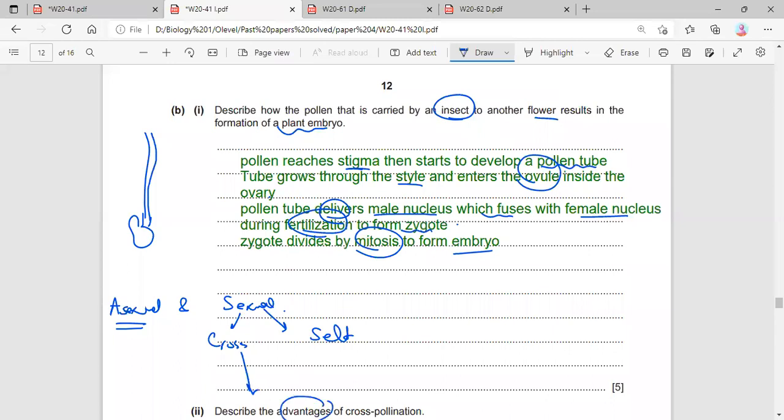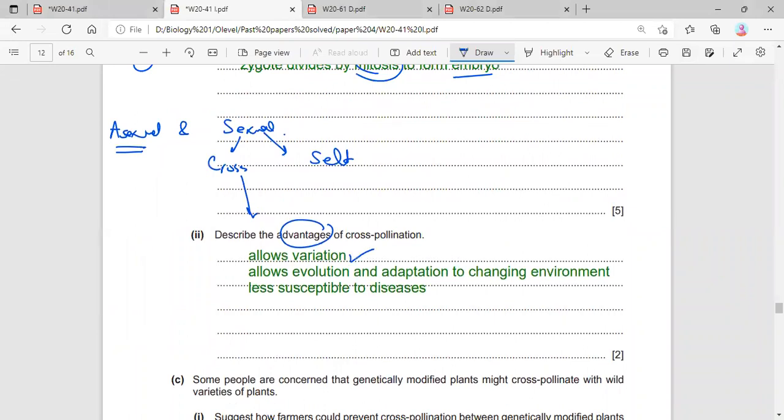Here, I want the advantages of cross-pollination. Since cross-pollination is the fusion of a male gamete with a female gamete from a different plant, what are the advantages? It allows variation, and so it allows the plant to evolve and adapt to the changing environment because it will have a variety of characteristics. Also, it will be less susceptible to genetic diseases, unlike if the two gametes are from the same plant, which makes it more likely for the genetic disease to appear in the offspring.